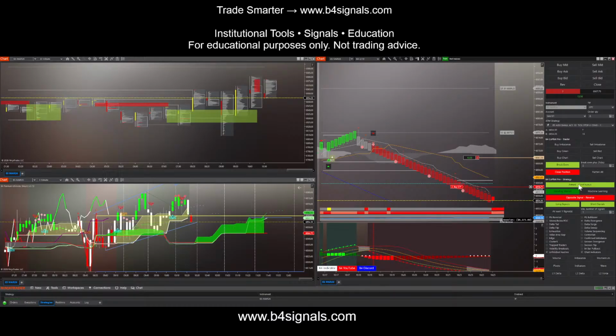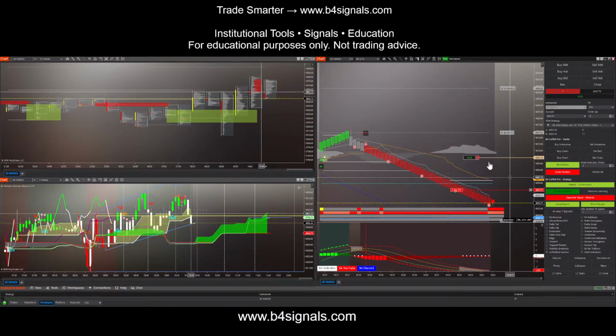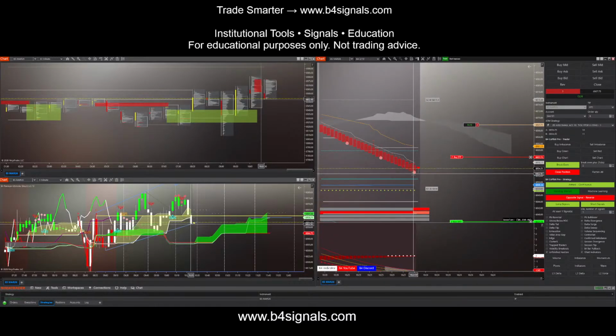It went through the Kijun. Let's see if it finds support on our trend line, or if the bottom's going to fall out of it. Okay, number theory says that could be possible exhaustion.